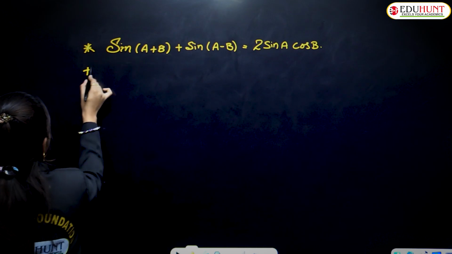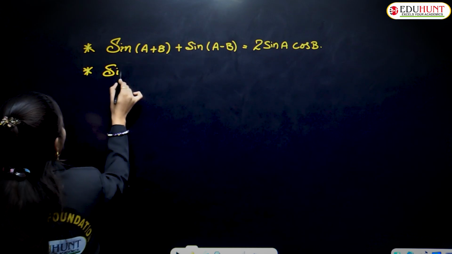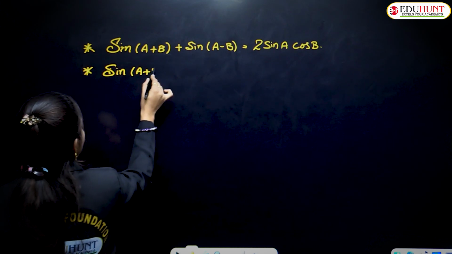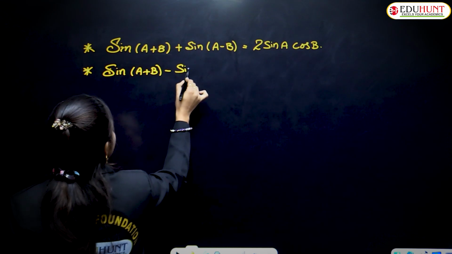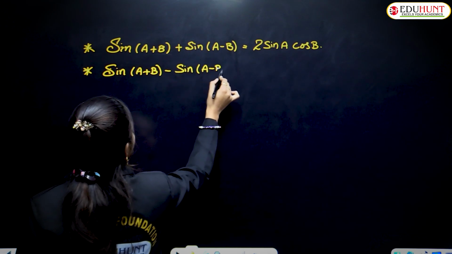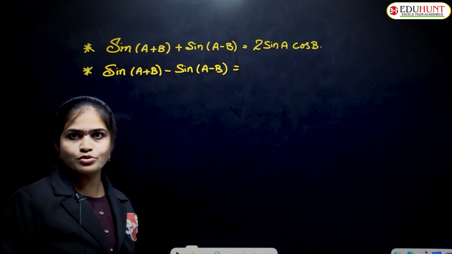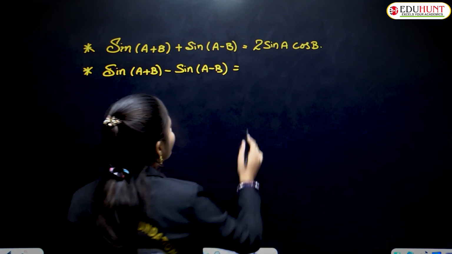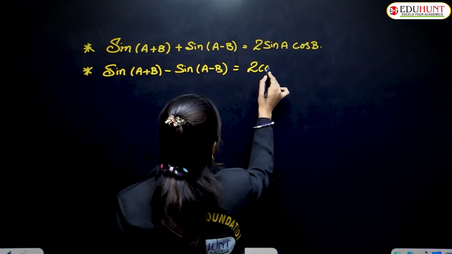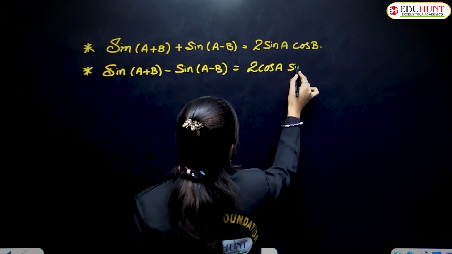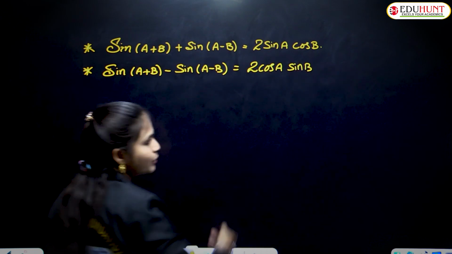And come to the next one. Sine of a plus b minus sine of a minus b. So here first addition, next subtraction. When you subtract those two formulas, what will we get? Here you will get 2 cos a sine b. The next part will come now here.